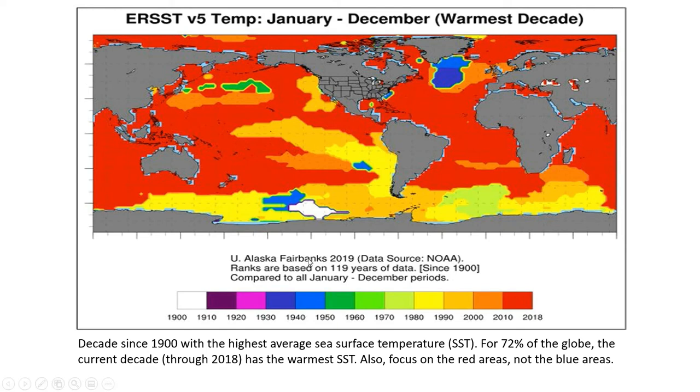So University of Alaska Fairbanks, the data source NOAA, ranks it based on 119 years of data. So decades since 1900 with the highest average sea surface temperature. For 72% of the globe, the current decade through 2018 has the warmest sea surface temperature. Focus on the red areas, not the blue areas. Red areas, right? Blue area is that North Atlantic Oscillation kind of being a little bit of a trend buster.